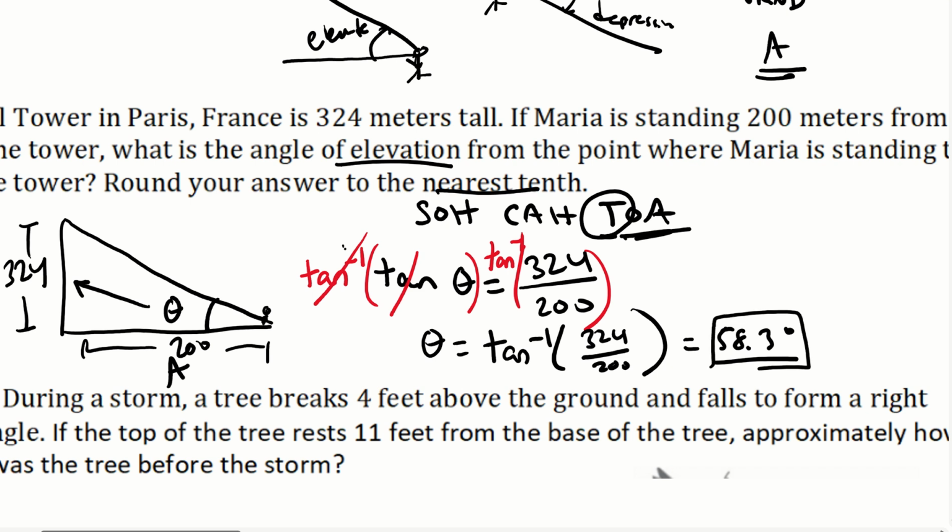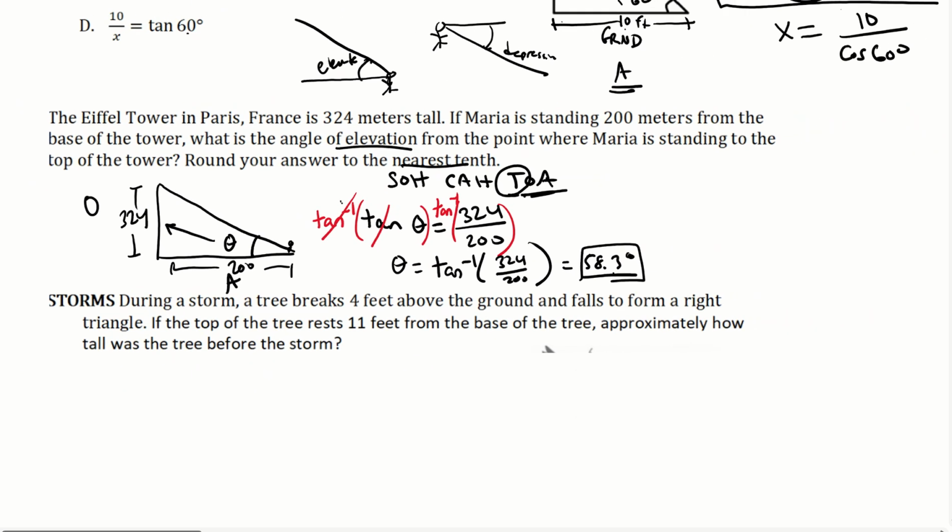Remember, nearest tenth means the dime position. The nearest hundredth is like the penny position, right? So you just got to know the difference between those.